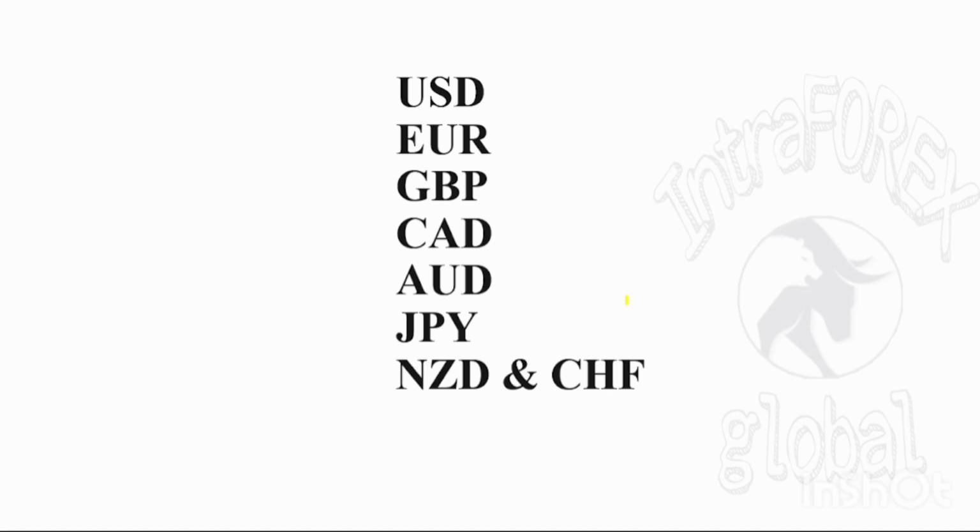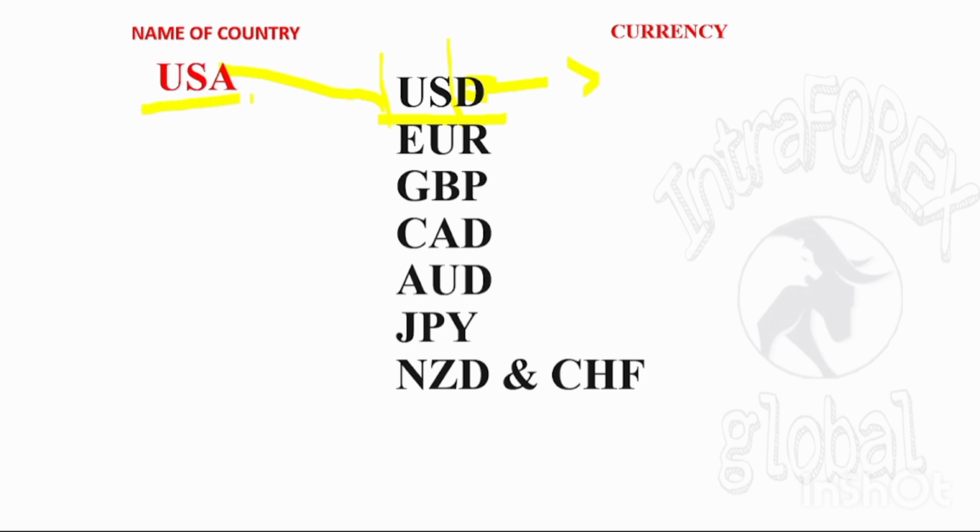So these currencies, one thing that you have to know about these symbols, let's say for instance like the US dollar. The first two symbols here represent the country, and then the last one represents the currency of that country. So for instance, the USD, the country is the USA, and then the currency here is the dollar.